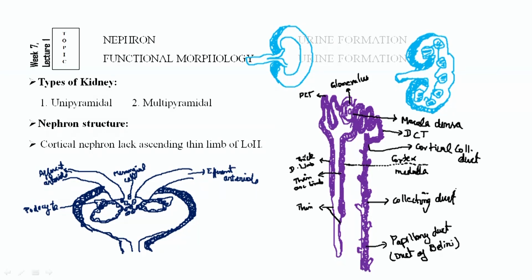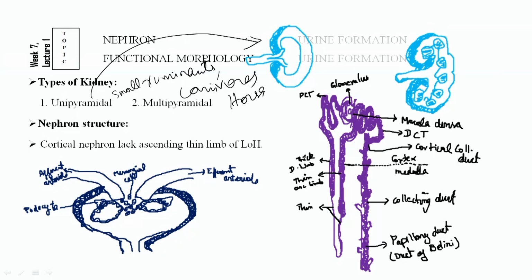Unipyramidal kidneys are present in species such as small ruminants, carnivores, and the horse. In these species, you will find the unipyramidal kidney. This is the unipyramidal kidney, which has a single pyramid. It does not have multiple pyramids.